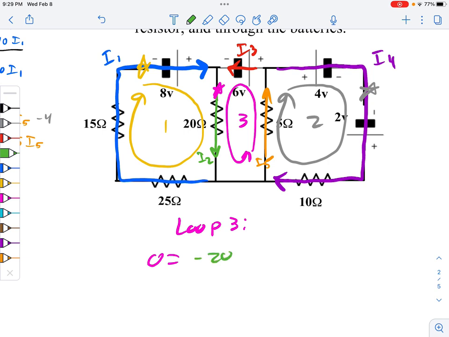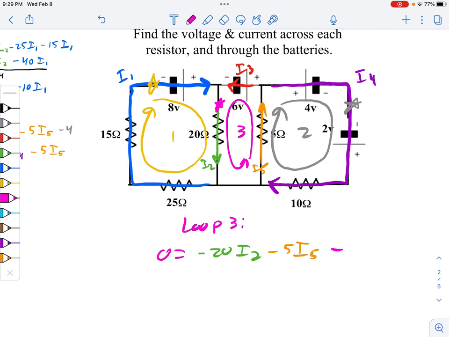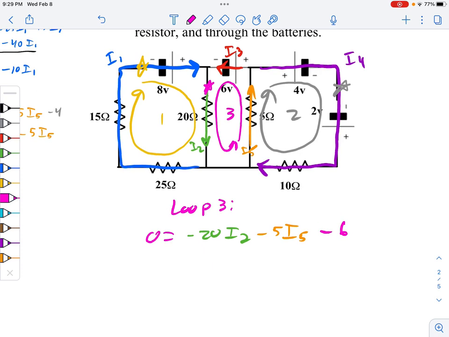So let's see, it'd be 20 I2. Then I loop around, and that's that orange one, minus 5 I5. And then I get to that voltage source. It's got I3, but I don't need current, and no resistance is listed. So all I've got to do is minus 6 volts. Oh, that's so weird. Doesn't matter, we're doing it anyway. It's what we've got to do to solve the problem. There's no simplification that I can do there. Equation 3.